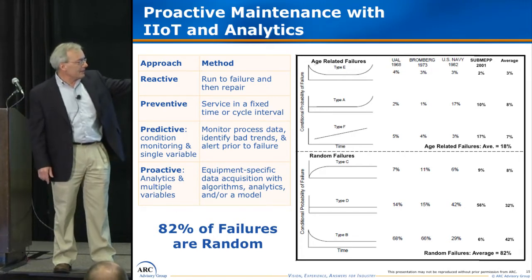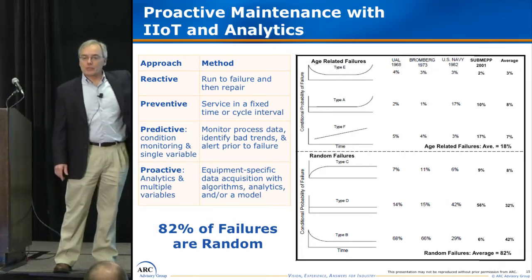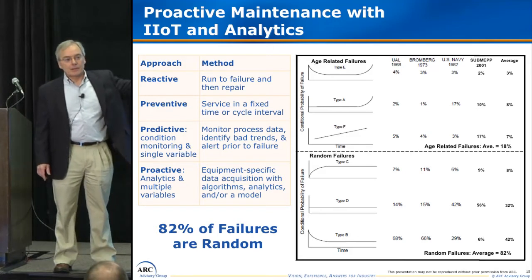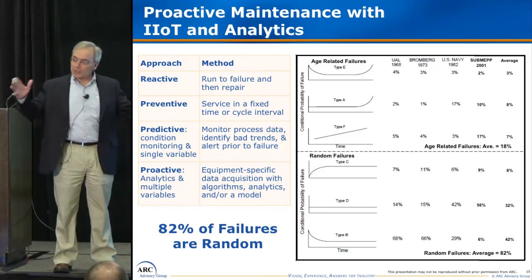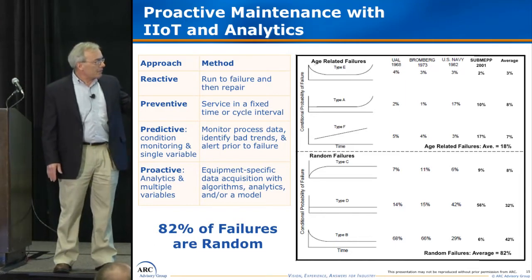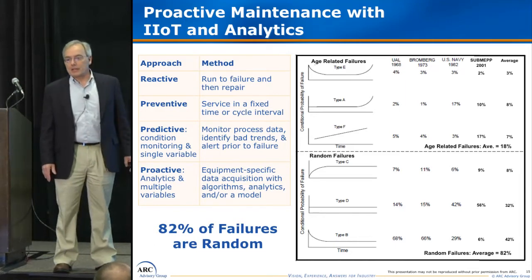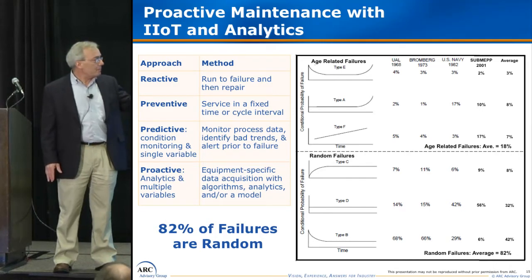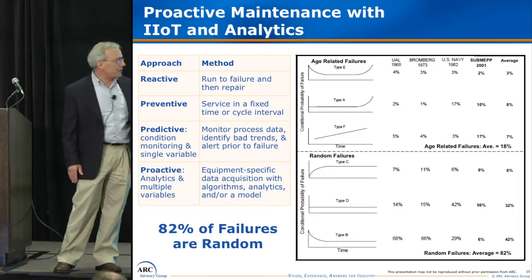Turns out that 82% of the failures are random in nature. As we get more electronics and more complicated type of equipment, the randomness plays in there. So when you think about it, preventative maintenance really doesn't fit well where the likelihood of failure or the failure pattern is random in nature.